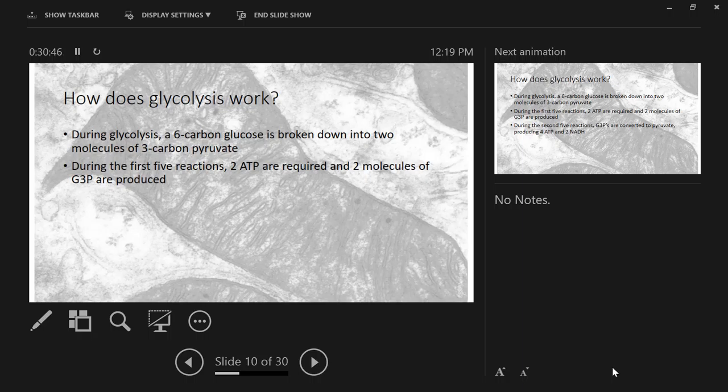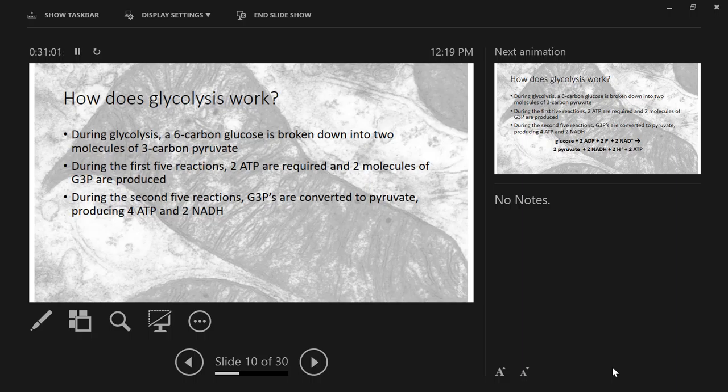Okay, so in steps 1 through 5, we take a glucose molecule, we produce 2 molecules of G3P, and that process requires 2 ATP, the energy investment stages. The second 5 reactions are your recruitment stages, where you get energy back, your return stages. In the second 5 reactions, you take those 2 molecules of G3P and you convert them into 2 molecules of pyruvate. And during these steps, you get 4 molecules of ATP and 2 molecules of NADH.